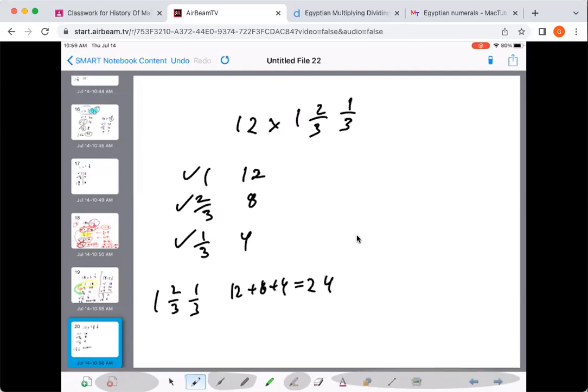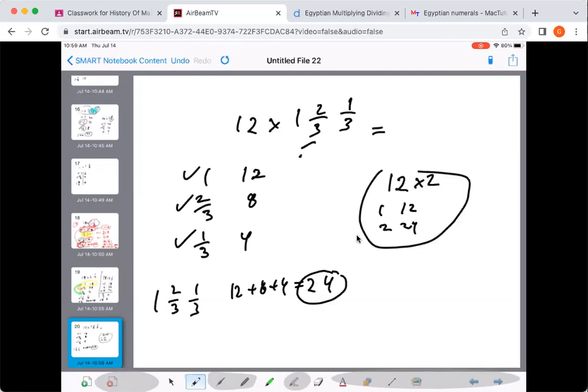And they got 24. You might say, why didn't they just turn the 1 2/3 into 2? Well, the purpose of this question was not so much what's the answer, but are you good at taking 2/3 of a number? Because you might be good at doubling. 12 times 2 is 24. But that doesn't mean that you've mastered your 2/3.